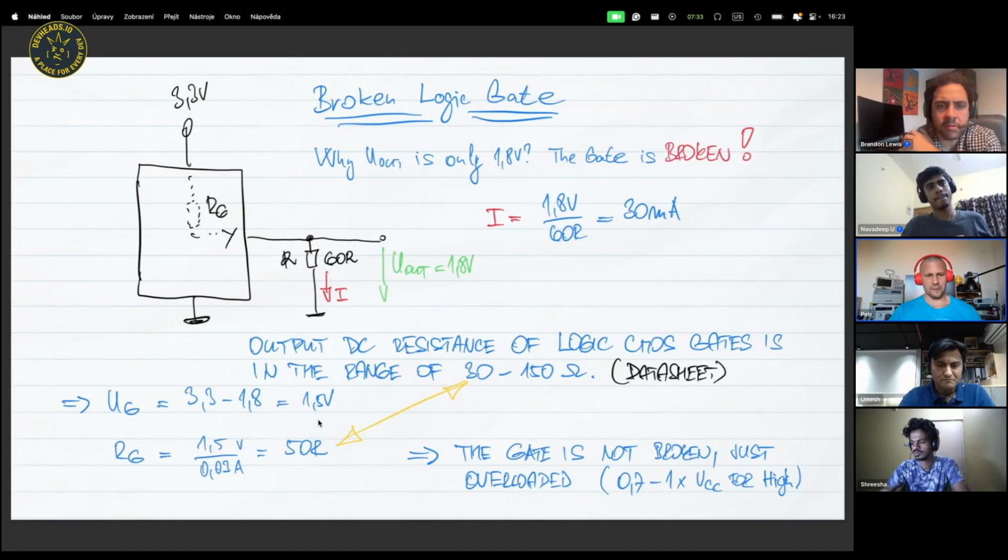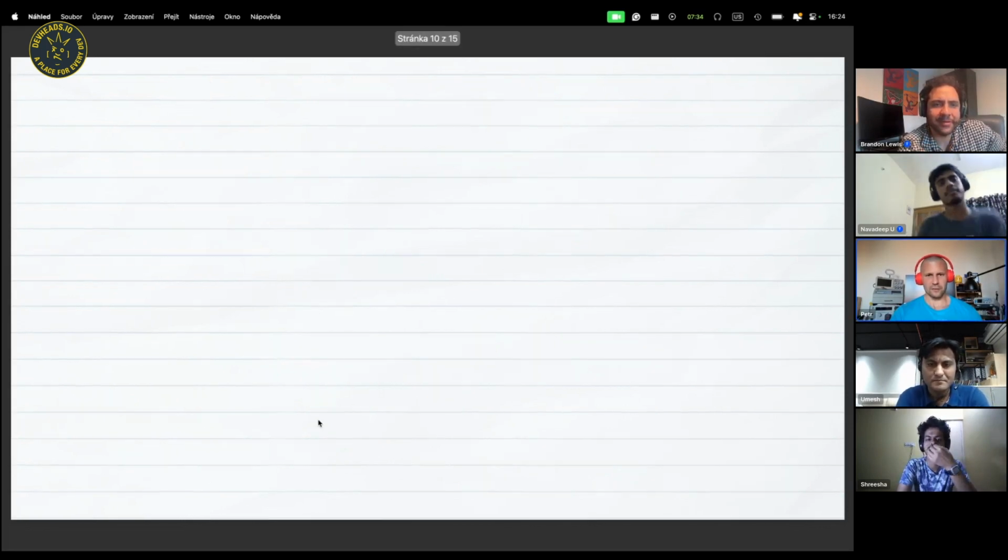You can see that this value is perfectly within the range written in the datasheet. And the conclusion is the gate is not broken. We just overloaded it. We put too much load on it, into the forbidden band, because the allowed band of high voltage at the logic gate is between 1.7 and the voltage equal to the power supply. So we need to replace the resistor with a higher value to not overload it and to use it in the recommended and required conditions. And that's it. That's Ohm's law.